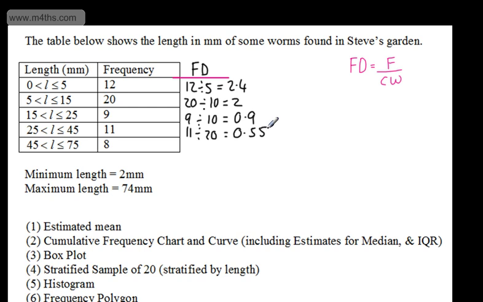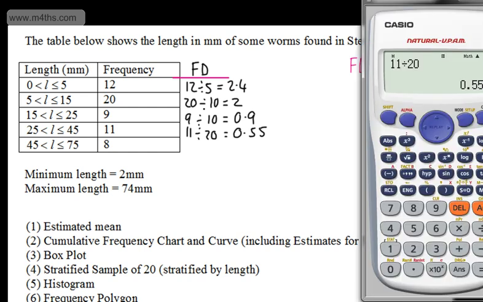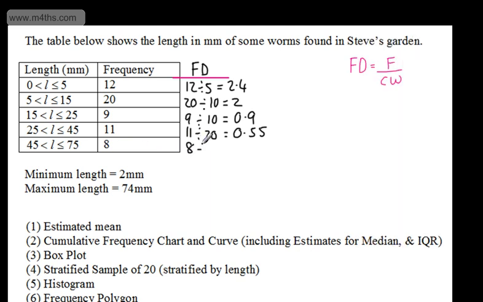0.55. And then finally, this one is going to be 8 divided by 30, which is what, 0.24. Let's just check that. 8 divided by 30, which is the class width. And we get on there 0.267 and so on and so forth. So 8, let's just check I've got that in there. 8 divided by 30 is going to be 0.26 recurring.